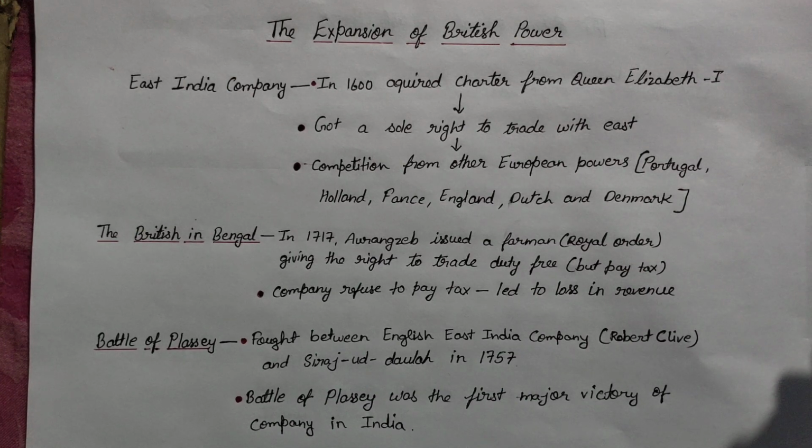Trading companies from Portugal, Holland, France, England, Denmark set up their trading centers in different parts of India. These centers were called factories. There was intense rivalry amongst the trading companies. Each of them wanted to monopolize trade with India.